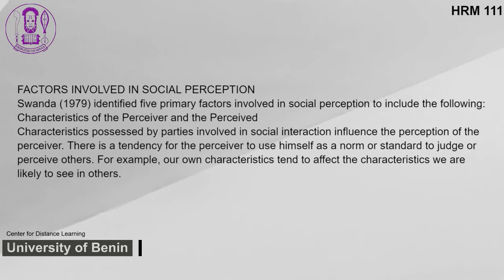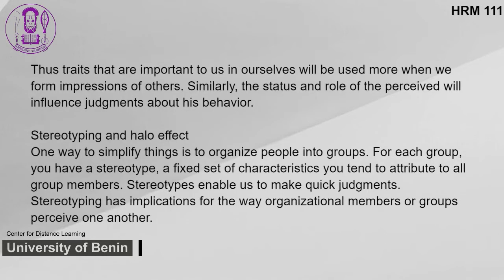There is a tendency for the perceiver to use himself as a norm or standard to judge or perceive others. For example, our own characteristics tend to affect the characteristics we are likely to see in others. Thus traits that are important to us and ourselves will be used more when we form impressions of others. Similarly, the status and role of the perceived will influence judgments about his behavior.